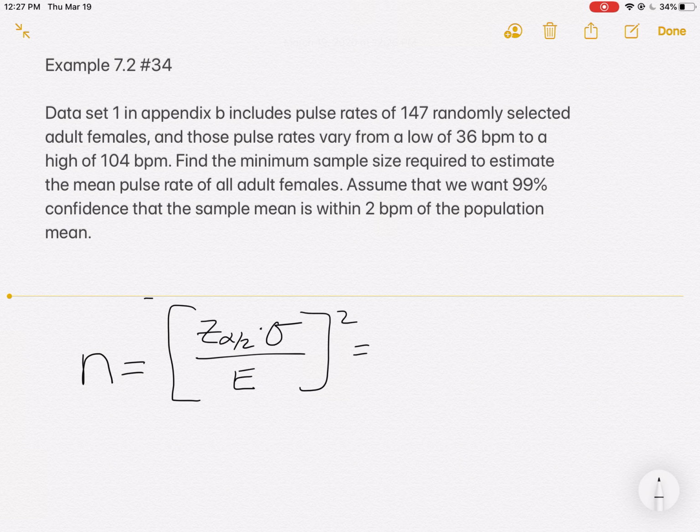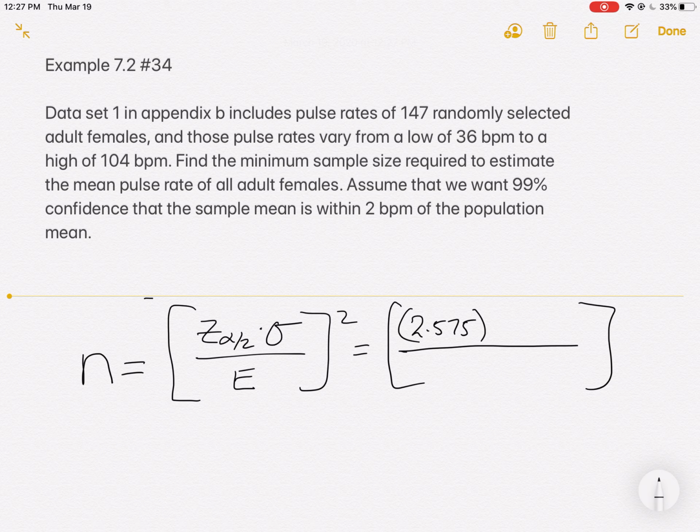So look at what we can fill in right now. We have been given a level of confidence, which always helps us find the z sub alpha over 2. It's 99% confidence, so you may remember that that's 2.575. If you've forgotten, you can go to your z chart at the bottom right hand corner. It will tell you that 99% confidence is associated with 2.575.